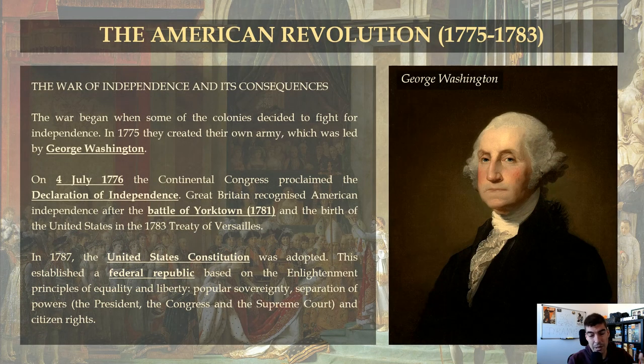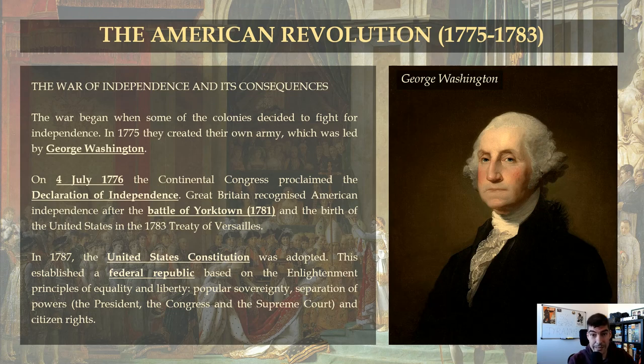So the war began 2 years later when the colonies decided to fight for their independence, and they created their own army, the Continental Army. This army was led by George Washington, this guy over here. On the 4th of July of 1776, the Continental Congress, the assembly that gathered all the representatives of the 13 colonies, proclaimed the Declaration of Independence, the independence of the United States. After several years of war, Great Britain recognized American independence. Why? Because they were defeated in the final battle of Yorktown in 1781, and they recognized this independence in the Treaty of Versailles in 1783.